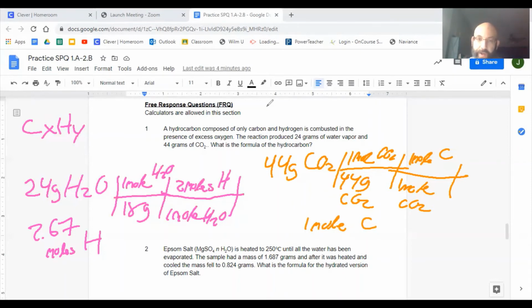Now, we could try to write it like this, C1 H2.67, but that's not acceptable. You have to get whole numbers. So what we could do is multiply by some number to get to a whole number, and just start going through your integers. The closest integer that's going to fix that for us is 3. And if we multiply by 3, we get C3H8. And there is our answer for number 1.